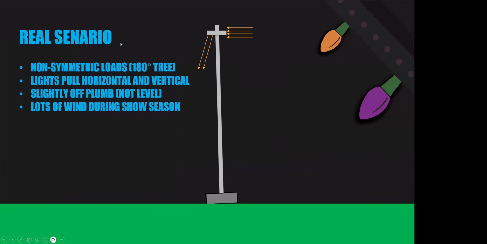Like I said, the earlier scenario was idealized, but now we're looking at more realistic, non-symmetric loads: a 180-degree tree, even a 270-degree tree. You're pulling on one side a little bit more than the other with your lights. Your lights are not pulling down totally vertical, otherwise it wouldn't look like a tree. It would just look like a big column. Nobody wants that. That doesn't look attractive.